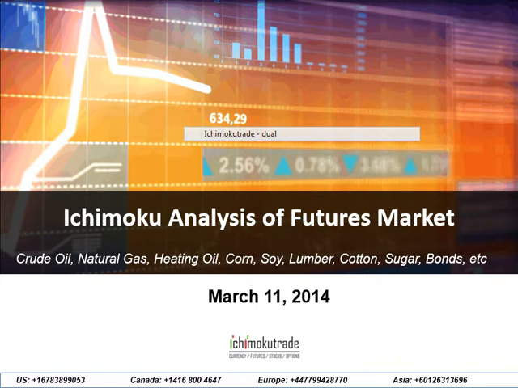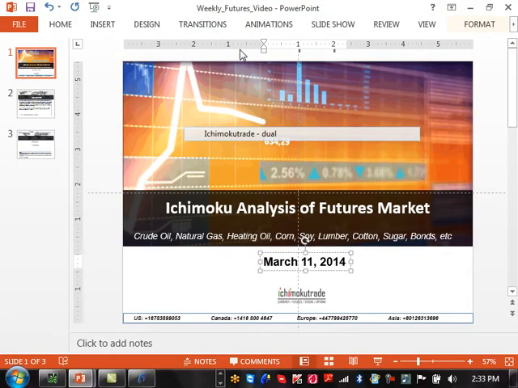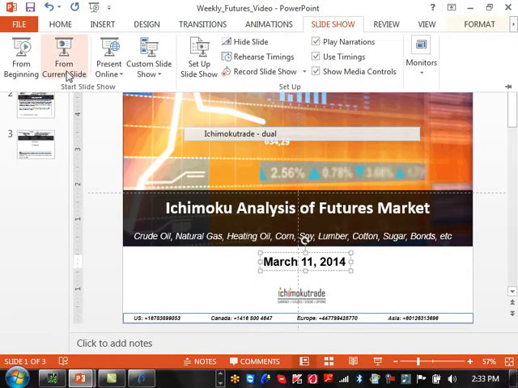This is a bi-weekly Ichimoku analysis for all the futures market, where we cover everything from commodity futures to oil, heating oils, cotton, sugar, bonds, dollar index, and so forth.